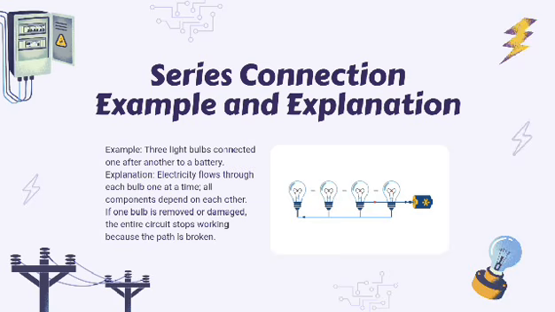An example of a series connection is a set of Christmas lights connected one after another. Electricity flows through each bulb in sequence. Because the components depend on one another, if one bulb is removed or damaged, the entire circuit stops working because the path of electricity is broken.